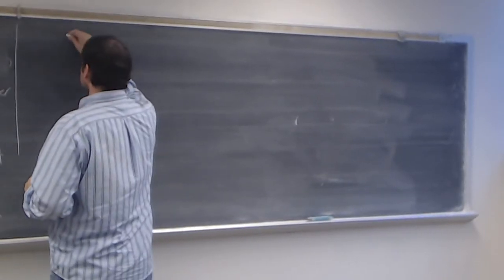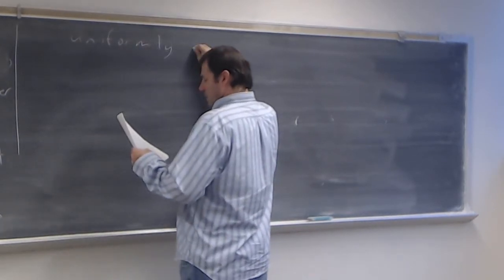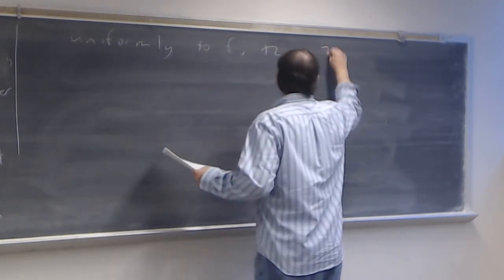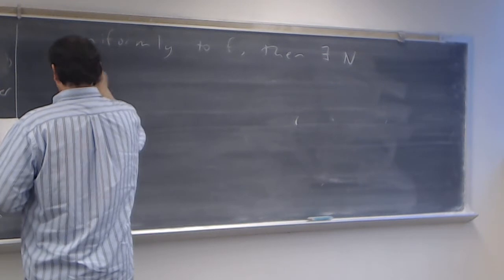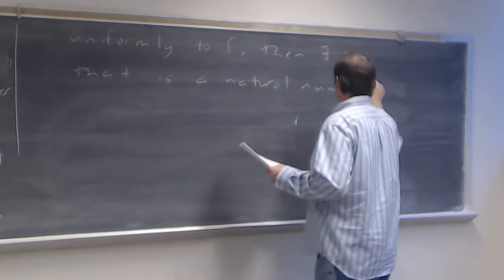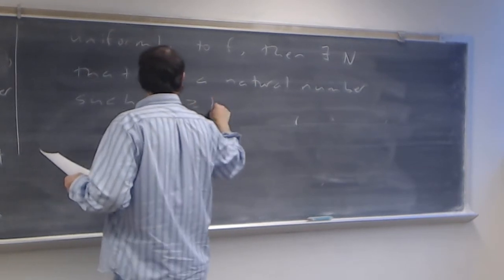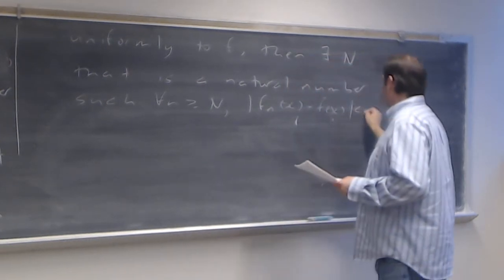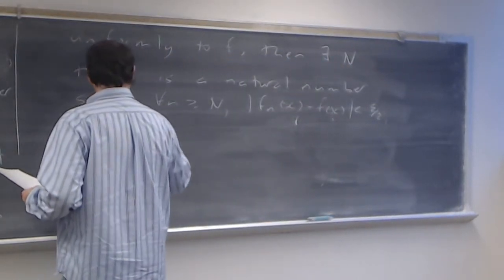Since f sub n, the sequence of functions, converges uniformly to f, then there exists a natural number big N such that for all n bigger than or equal to big N, the absolute value of f sub n of x minus f of x will be less than, I'll say, epsilon over 2, and that's for all n greater than or equal to big N.